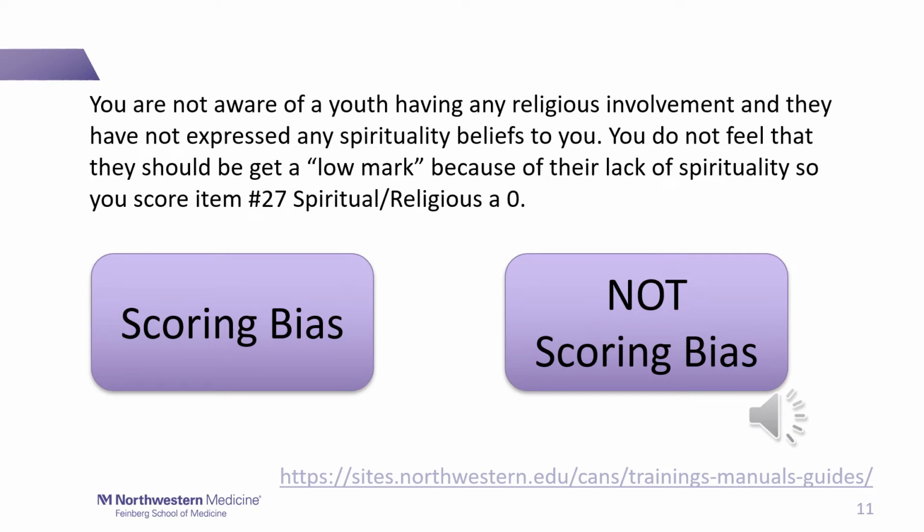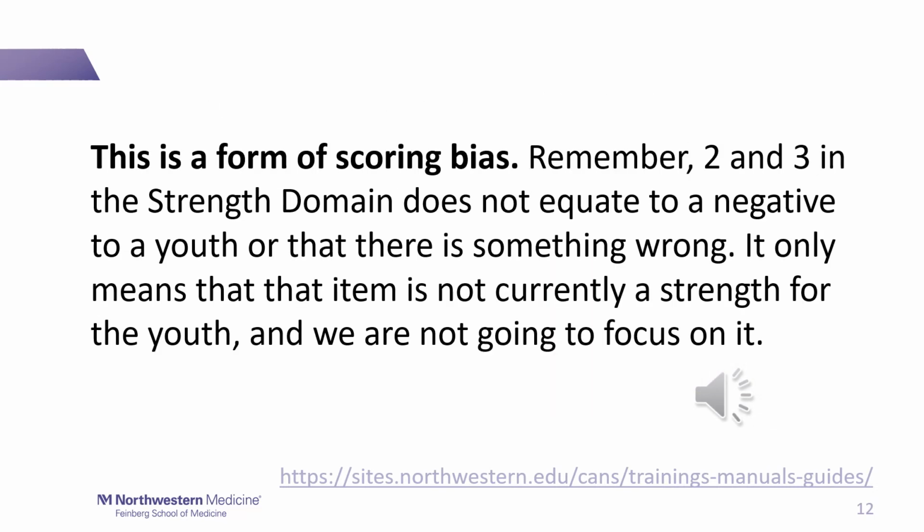You are not aware of a youth having any religious involvement, and they have not expressed any spirituality beliefs to you. You do not feel that they should be getting a low mark because of their lack of spirituality, so you score number 27, spiritual religious, a 0. Is this scoring bias or not scoring bias?